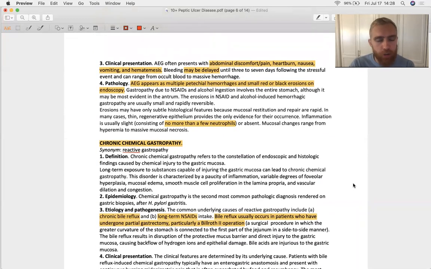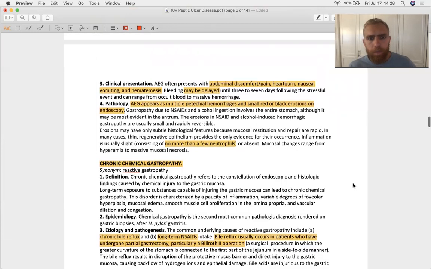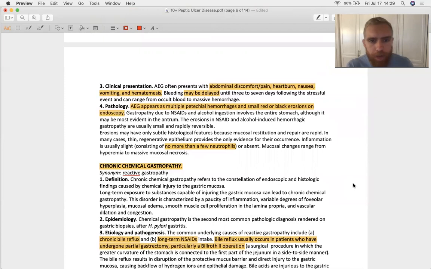The symptoms should make a lot of sense to you. Epigastric pain, heartburn, nausea, vomiting, possibly hematemesis. Can range from occult blood to massive hemorrhage, and if it's chronic, the patient might be anemic, and so you would see a low hematocrit and a low total red count in their blood. Now, grossly, hemorrhagic erosive gastritis looks like petechial hemorrhages on endoscopy.